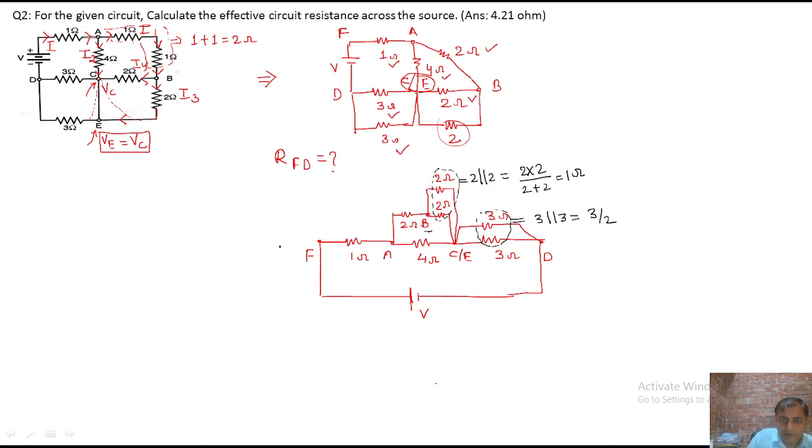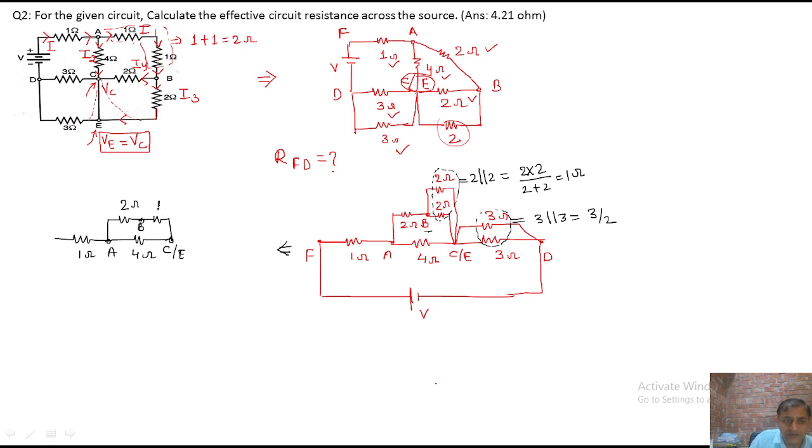Now you can redraw this figure. This is 1 ohm. This is A point. This is 4 ohm. This is C oblique E point. Okay. This is 1 ohm. So across 4 ohm, there is a 2 ohm resistance between A to B and B to CE. B to CE, there is a resistance of 1 ohm.